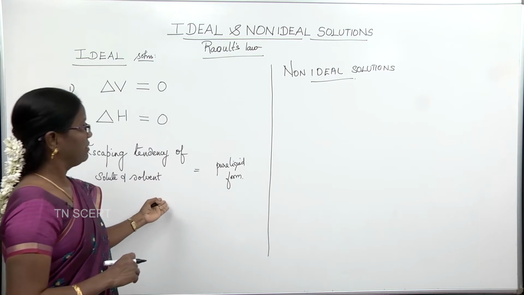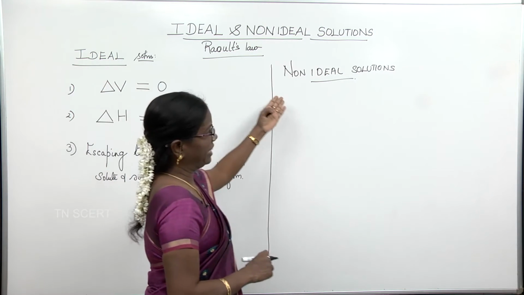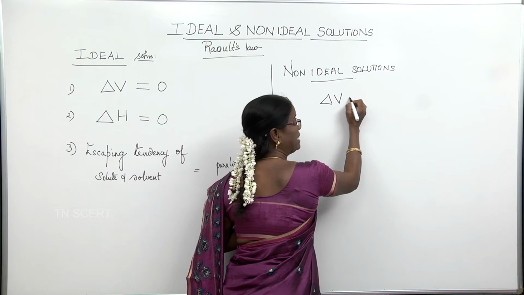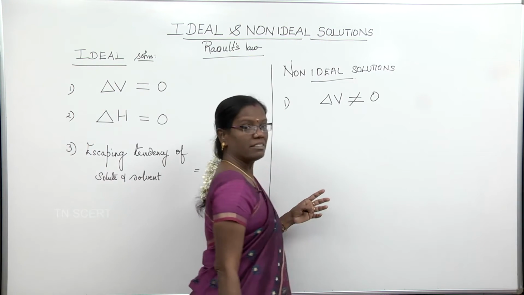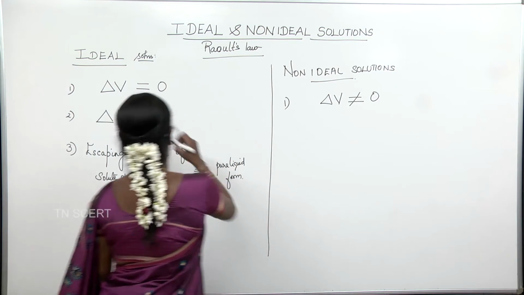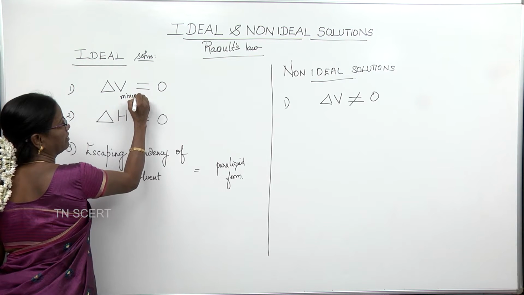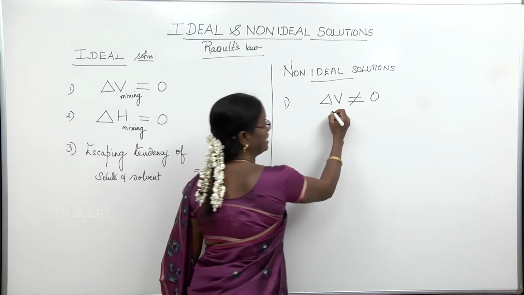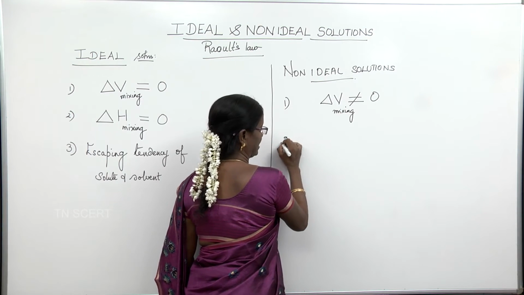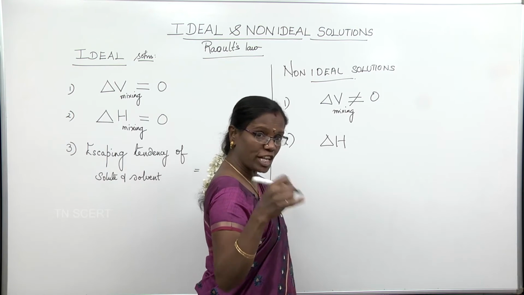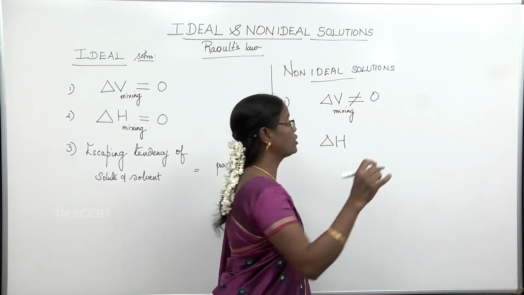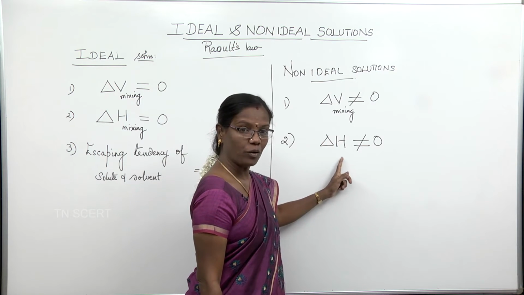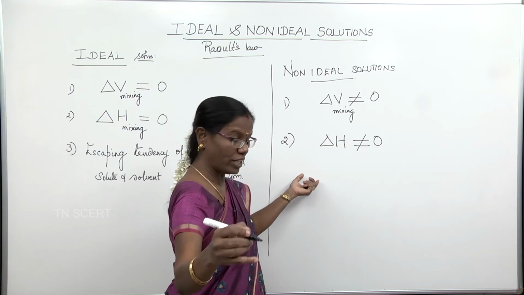Here, the characteristics of non-ideal solutions are as follows. The first one is that there will be a change in volume while mixing. Here also I have to write delta V mixing, delta H mixing. And the second one is that there will be an exchange of heat while the solute is dissolved in the solvent. Therefore, there will be an exchange of heat while mixing in the case of non-ideal solutions.